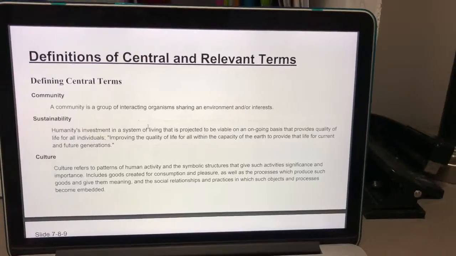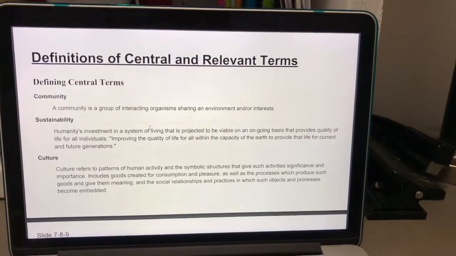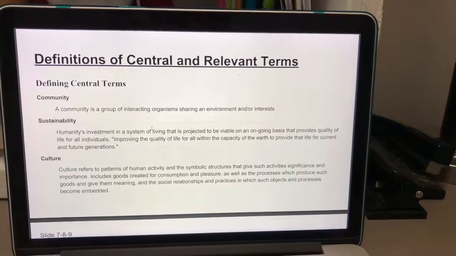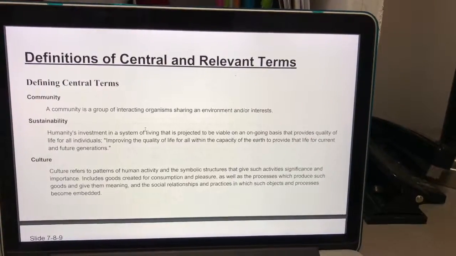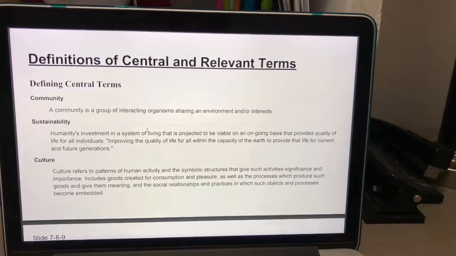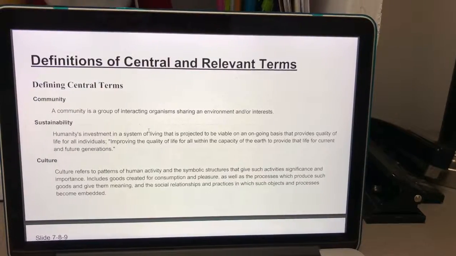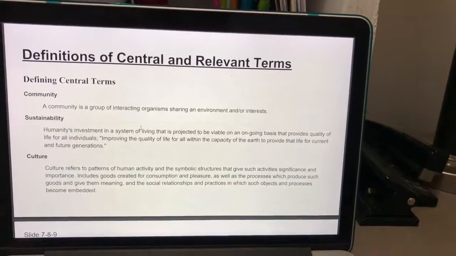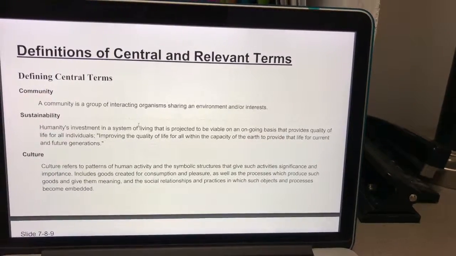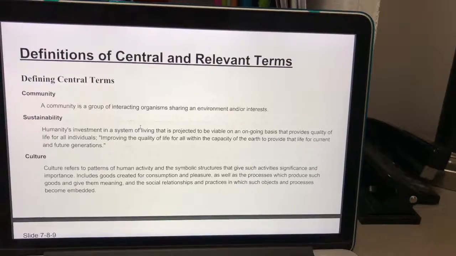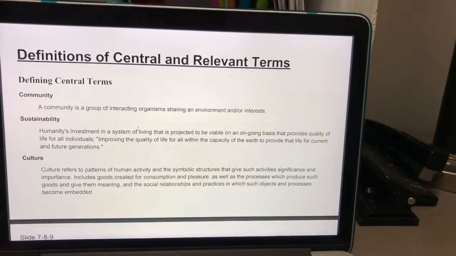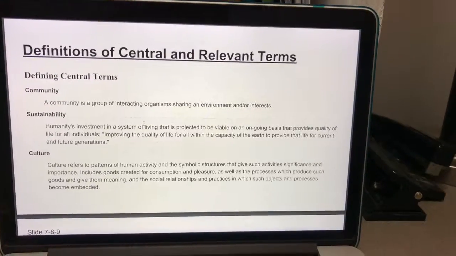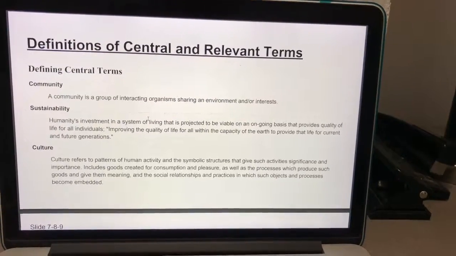So in the definition of central and relevant terms, basically community is a group of interacting organisms sharing an environment or interests. Sustainability is humans' investment in a system or living that is projected to be viable on an ongoing basis that provides a quality of life for all individuals. And also culture basically refers to the patterns of human activity and the symbolic structure that gives such activity significance and importance. This includes goods created for consumption and pleasure, as well as the process which produces such goods and gives them meaning.